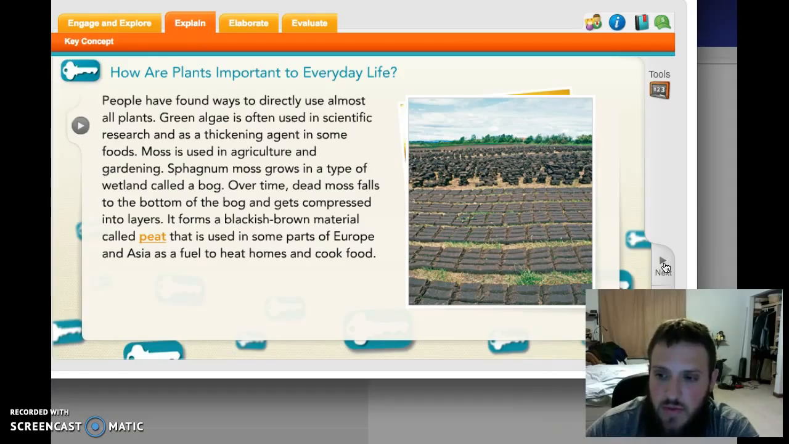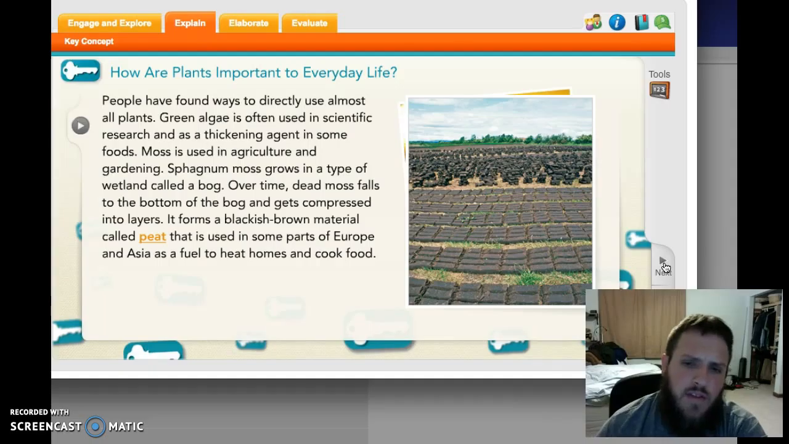Green algae, which grows in water, has been used in science for research purposes. They also use it to thicken up some foods, as appetizing as that sounds. Moss is used in gardening. Sphagnum moss grows in a type of wetland called a bog. Over time, dead moss falls to the bottom of the bog, gets compressed into layers, and forms this brown-black material that they call peat. In Europe and Asia, they can burn it, and they use it to heat homes and cook food almost like coal or wood. Interestingly, they also use it to make certain foods. If it has a smoky flavor, they'll use peat.